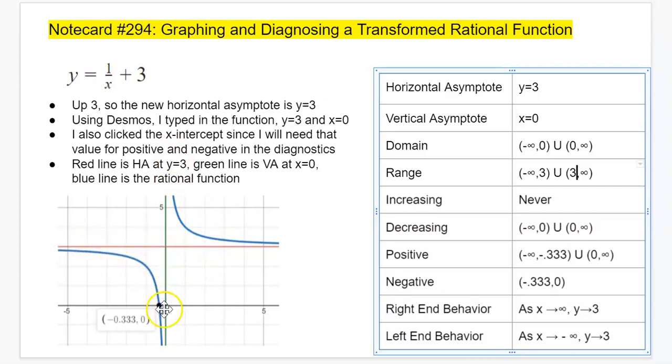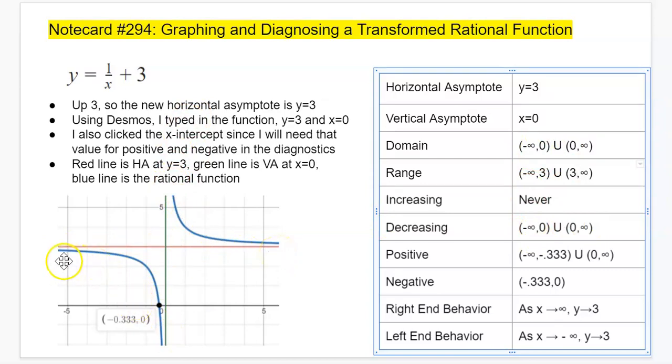Where's this thing increasing? It never is. Y'all, the only time we're going to have increasing intervals is if it's a reflection across the x-axis. And we will have one of those examples shortly. All right, decreasing. This thing is decreasing on its entire domain, so I just copy the domain down here. But yeah, so negative infinity to 0 and then 0 to infinity.